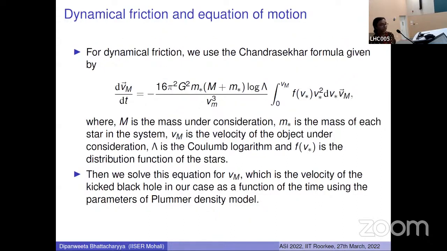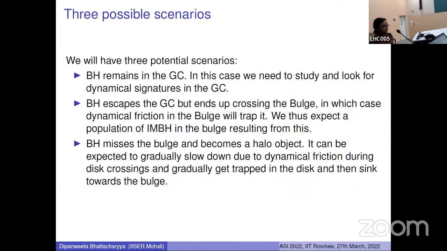And as I mentioned, for the dynamical friction, we use the Chandrasekhar formula, where capital M is the mass of the black hole, which is the mass under consideration, and small m star is the mass of each star in the galaxy, and Vm is the velocity of the black hole here, and F is the distribution function of the stars in the galaxy, and lambda is the Coulomb logarithm. So we solve this equation for Vm, which is the velocity of the kicked black hole, as a function of time using the Plummer density model.